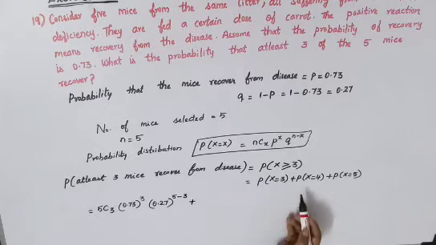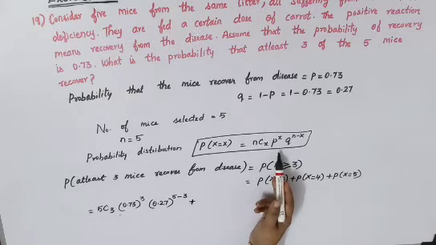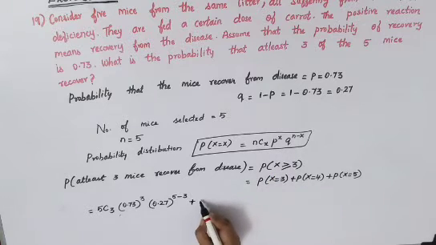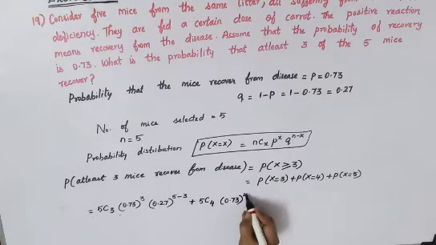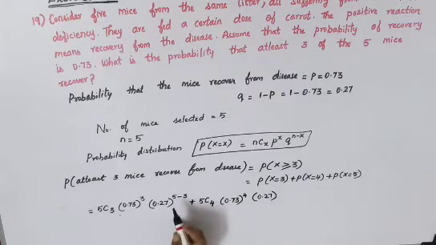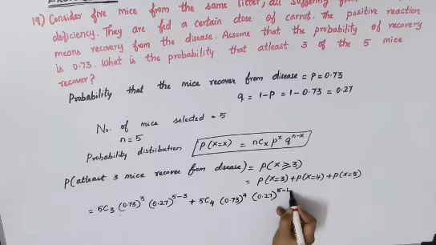Plus your second part, P of x is equal to 4. So wherever you have put 3 here, you can substitute 4, otherwise get back to your formula and substitute it over there. Okay. So here it will become 5C4. Into 0.73 as it is, the whole power 4, into 0.27 as it is, 5 minus 4. So that is your second part.